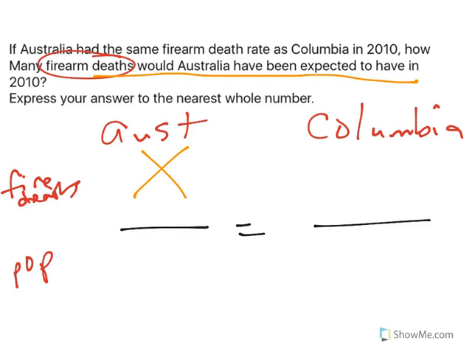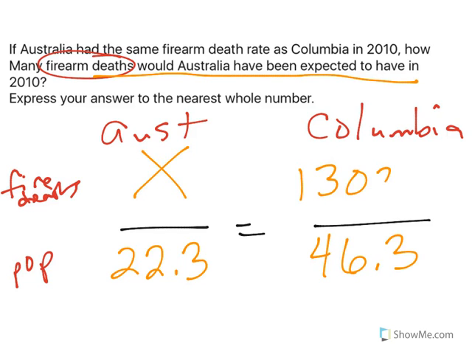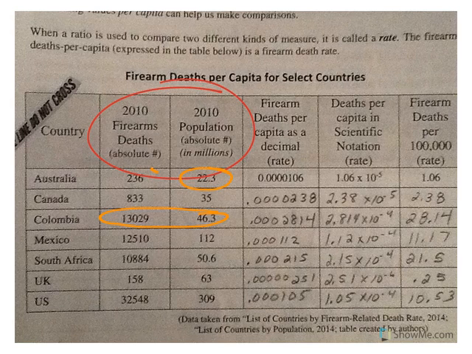So Australia has a population of 22.3 million, while Colombia has a population of 46.3 million. Since both populations are in millions, we can keep them, right? It's about being consistent. Colombia had 13,029 firearm deaths. And now we have our proportion set up so we can go ahead and actually solve this. So I'm going to rewrite this so I can show the steps of solving.